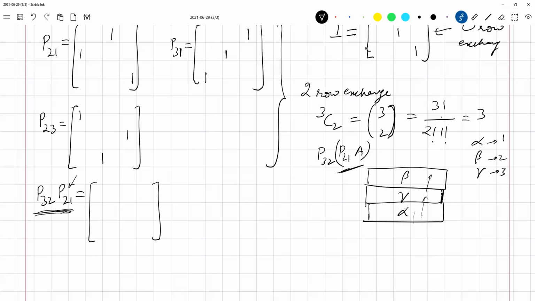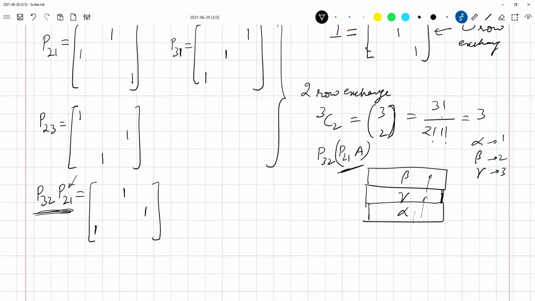Think about this. What is this going to do? So your beta means the second row over here. Okay, gamma, third row, and alpha. So this is how it will look like. Is that okay? Yes, sir.